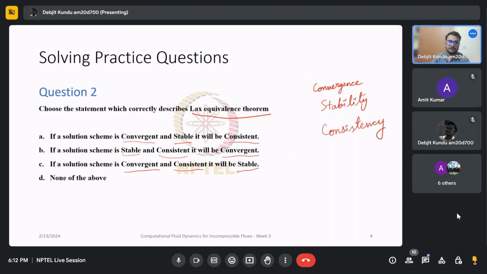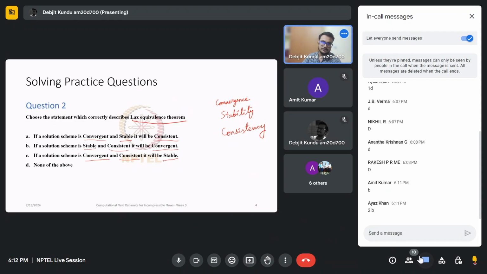So once you have read these statements correctly and figured out the correct one, you can type it in the chat box, or you can unmute and answer as well. We have two quick responses. Let's see.